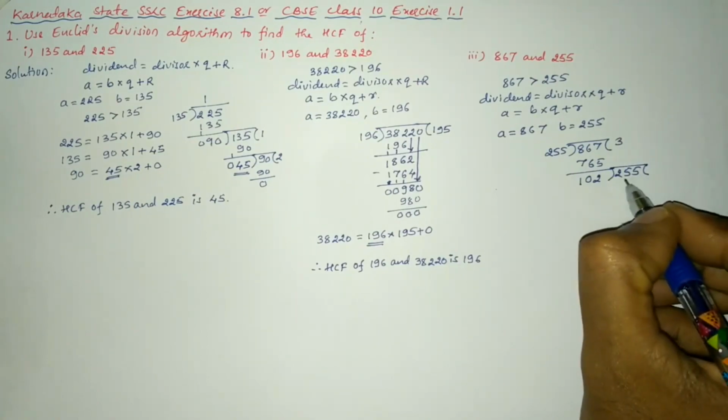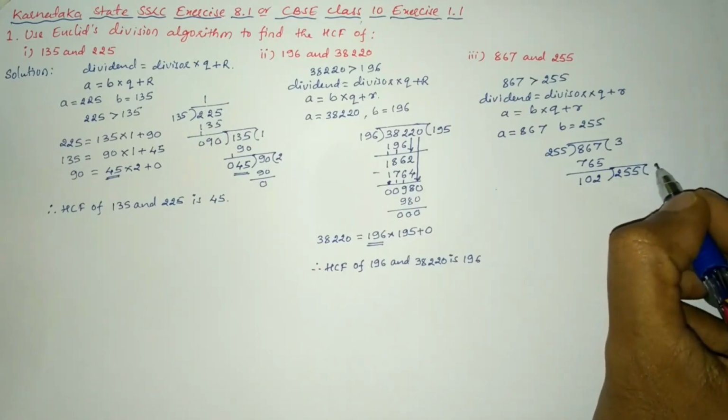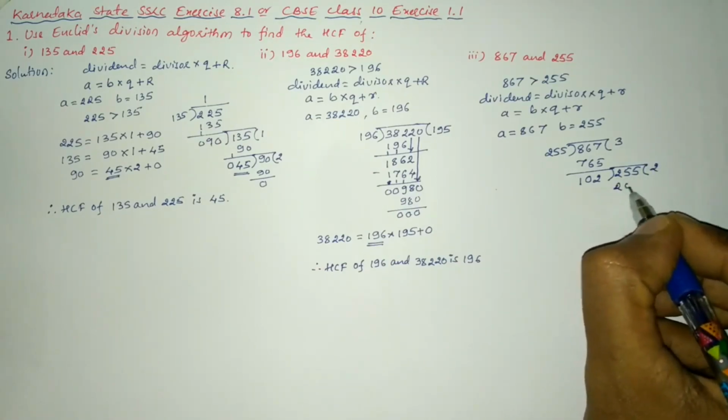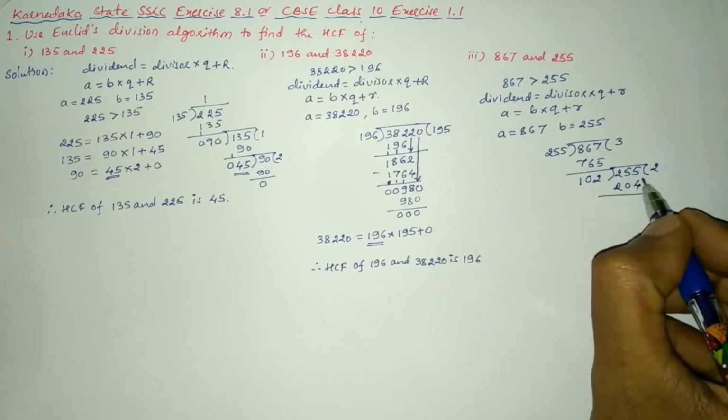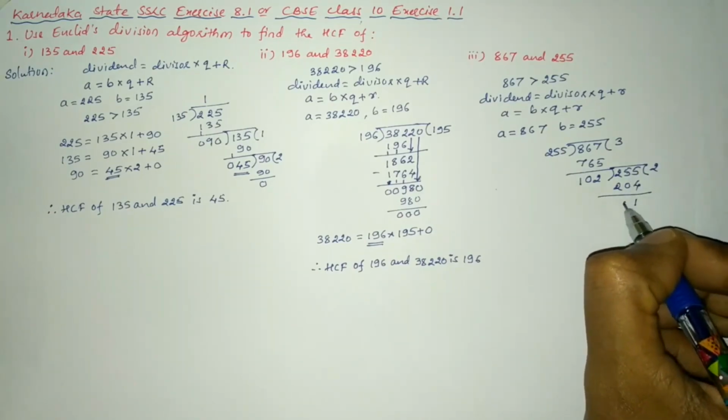Now let us divide 255 by 102. So here 102 twos are 204. Now subtract it. 5 minus 4 gives us 1, 5 minus 0 is 5, 2 minus 2 is 0.